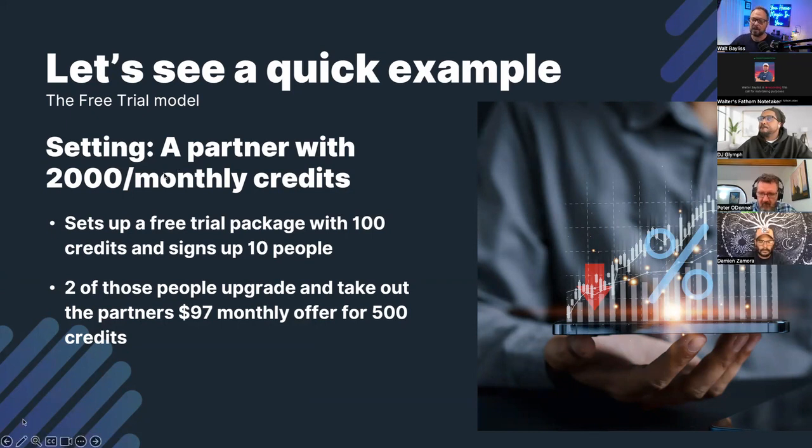Now, this partner with the 2,000 pack sets up a free trial package that gives away 100 free credits and drops their link into a couple of business groups and manages to sign up 10 people to their free trial. So 10 people, 100 credits, that's used 1,000 of those. 2 of those people upgrade and take out the partner's $97 monthly offer for 500 credits. That's pretty sweet. Now, you never used to be able to do that because we used to charge you $150 for a license. So you couldn't have ever sold it for $97.